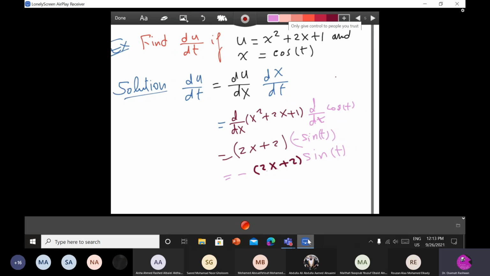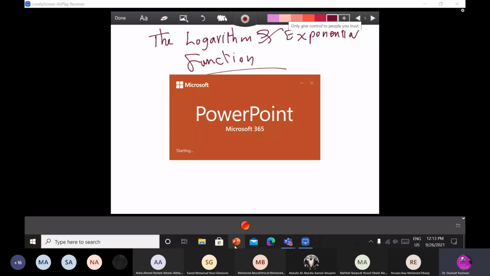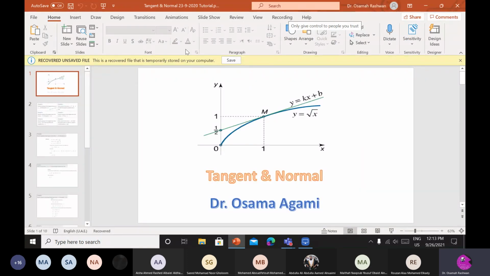Today we are going to use our chain rule to find the derivative of the logarithm and exponential functions. Okay. Let's go and see this presentation.